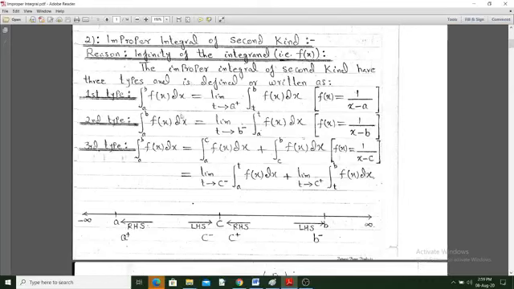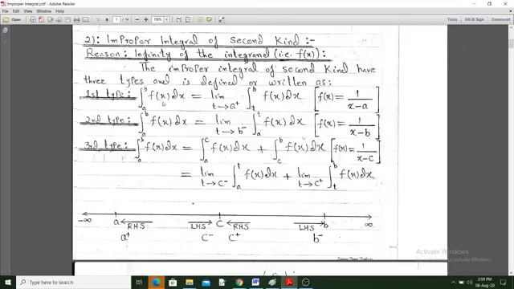Suppose we have an improper integral of second kind and first type. What does first type mean? First type means the function f of x is infinity at the lower limit a. An example of such a function is f of x is equal to 1 over x minus a, and when we put x equal to a, the function becomes infinity. So for second kind and first type, how do we solve this integral?